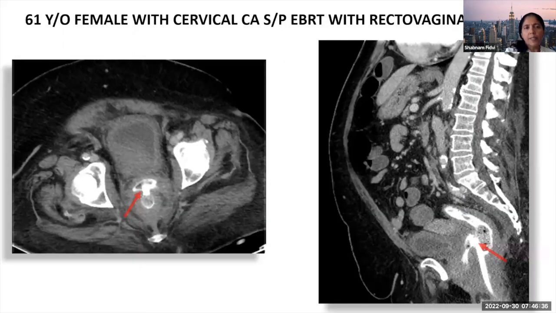This is a different patient, this time cervical cancer with a history of radiation therapy. And these are axial and sagittal contrast-enhanced CT images, which show a rectal-vaginal fistulous communication. You see that instilled rectal contrast by a rectal tube communicates with and outlines the vaginal cuff, consistent with the rectal-vaginal fistula.